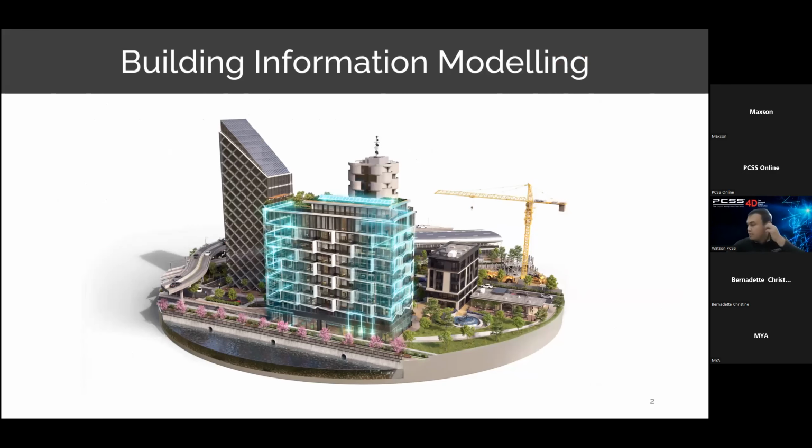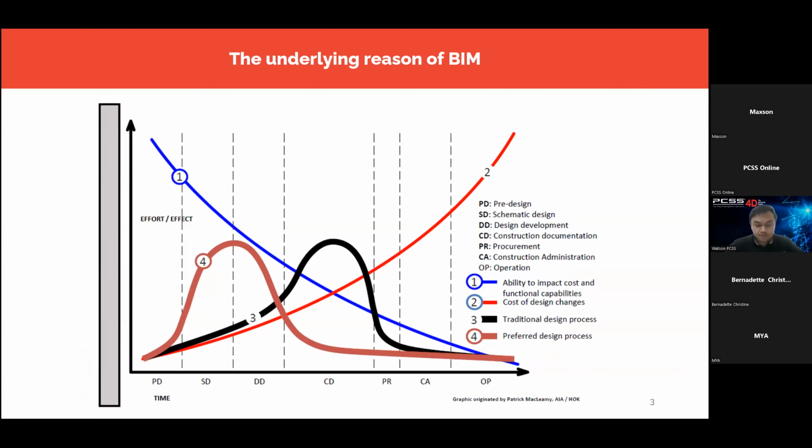Before we start, I probably need to make sure that we're all on the same page. Let me quickly define what BIM, or Building Information Modeling, is. BIM is the digital model of a building that is rich with information. Another aspect of BIM is the process of creating that digital model. But before we can really understand the advanced usage of BIM, we probably want to know the underlying reason of why we need to use BIM.